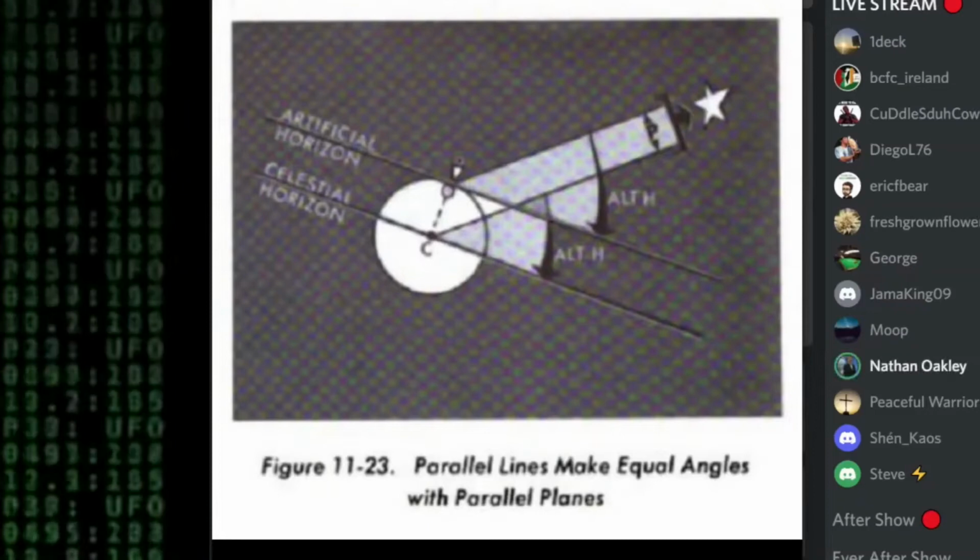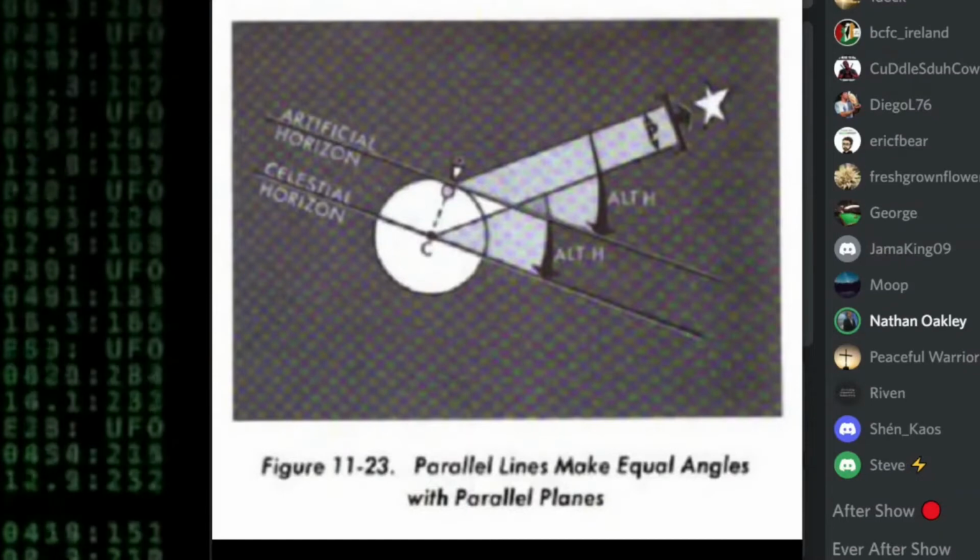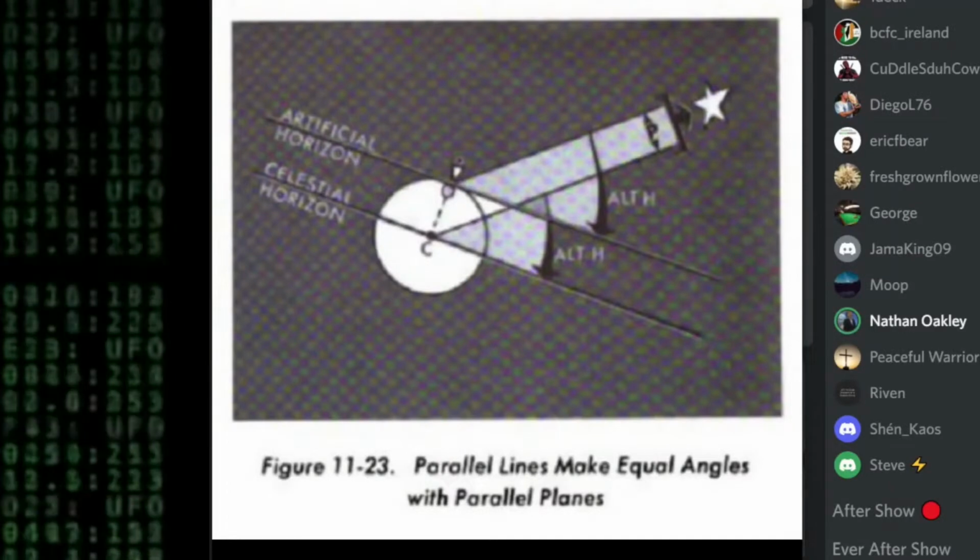So this is what we're doing when we measure an elevation angle. That celestial horizon, that's the equatorial plane. And those two lines there, the artificial horizon and the celestial horizon, they're parallel lines. That is only available in Euclidean geometry. That's what we're doing when we measure elevation angles, when we do anything to do with celestial navigation.